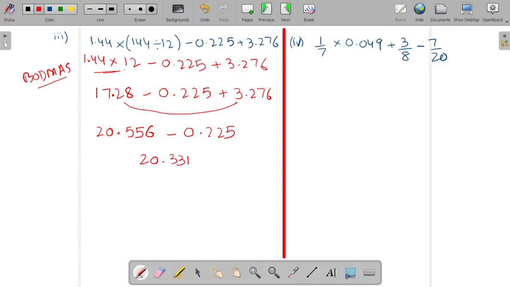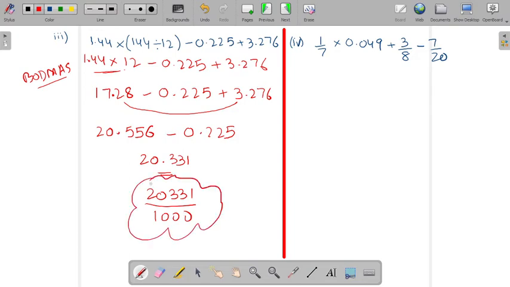20.331. But the question is that you have to write it in rational form. This is not in the rational form. So what should be the next step? Remove the decimal and write it in the rational form. After decimal there are 3 digits, so 3 zeros will come here. And it is already in the standard form.